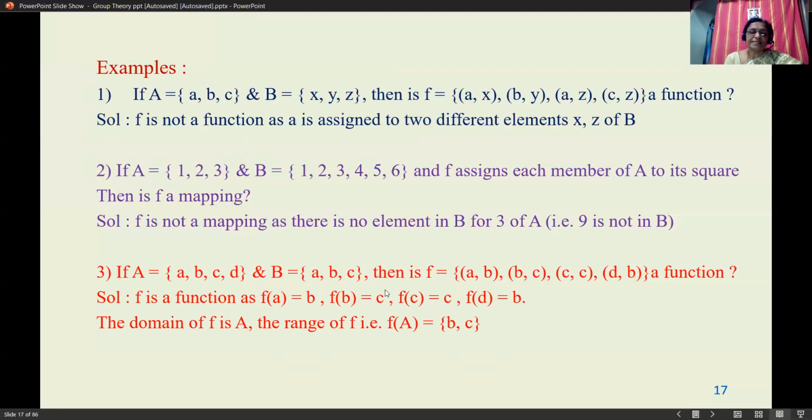Now, what is the domain of F here? Domain of F is whole of A, no doubt. And what is the range of F here? Range means you have to consider only images. So images are here B, C, C and B. Means only B and C are acting as images. So therefore, what is the range of F here? Range of F is denoted by F of A, and that is the collection of B and C.